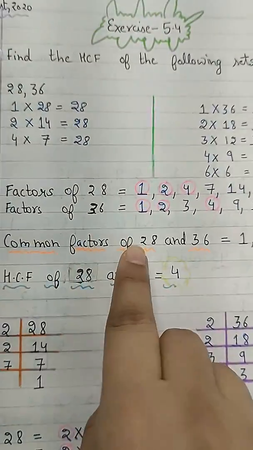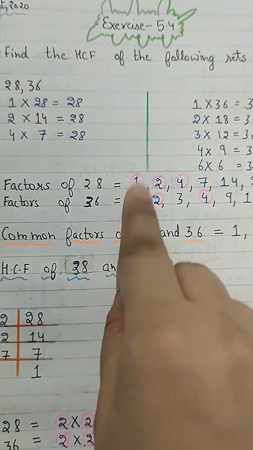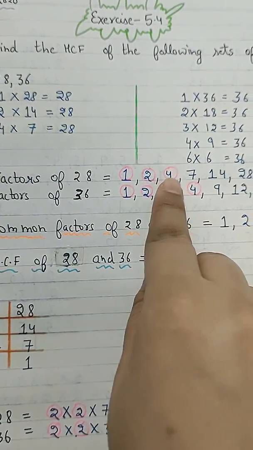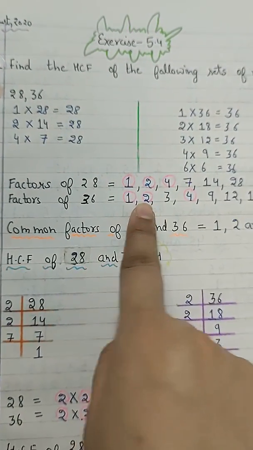Now we have to find the common factors. Both numbers have common factors. What are the common factors here? 1, 2, 4. We have 3 common factors: 1 is common, 2 is common in both, and 4.